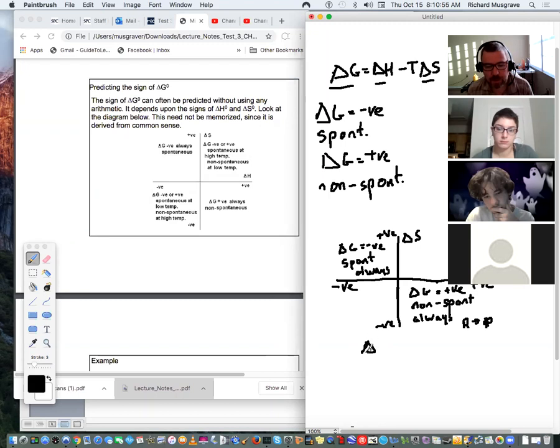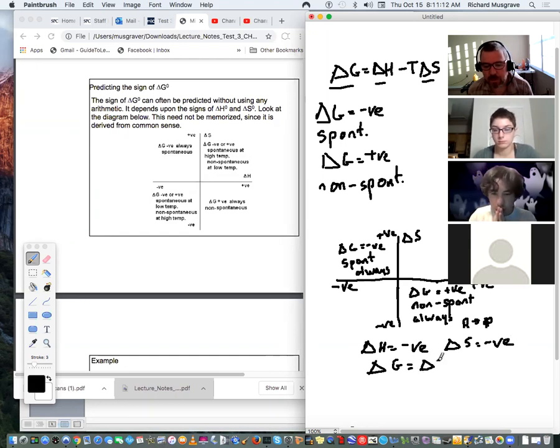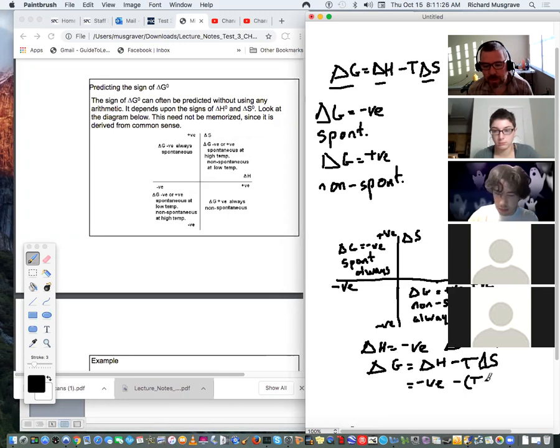The next one, delta H, is the last one. Delta H is negative and delta S is negative. So in this case, delta H is favorable, but the delta S is not favorable. Again, we're going to get this variation with temperature that we had earlier. But it's going to be the opposite way around. So we're going to have a negative value minus T times a negative value.